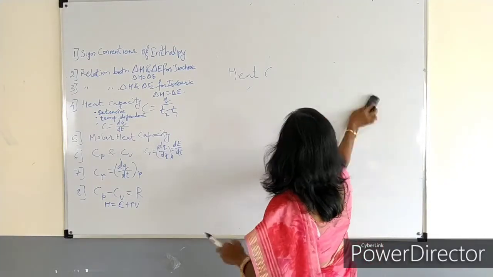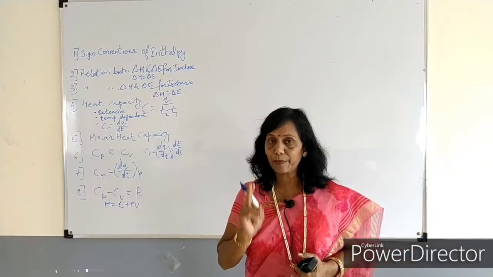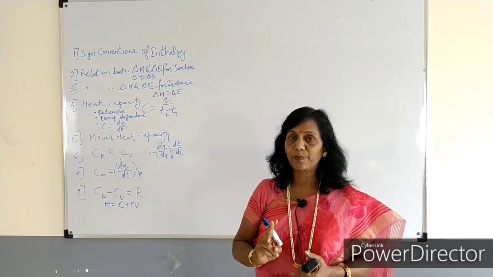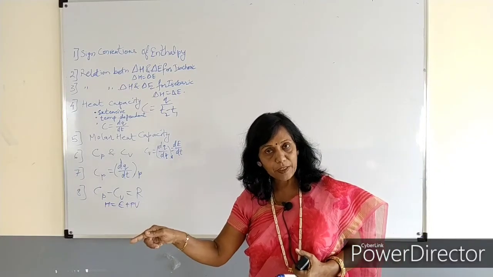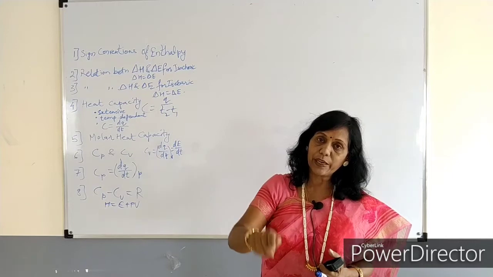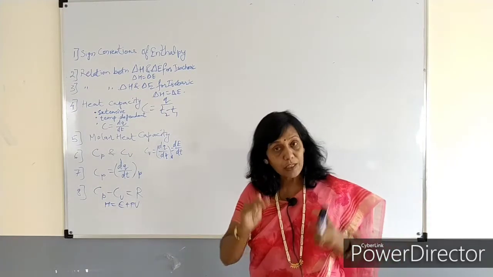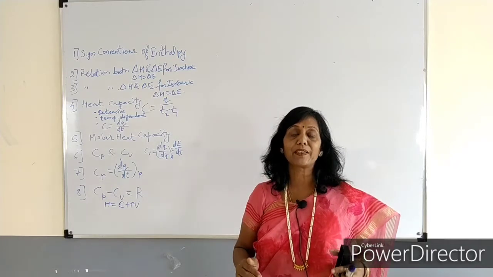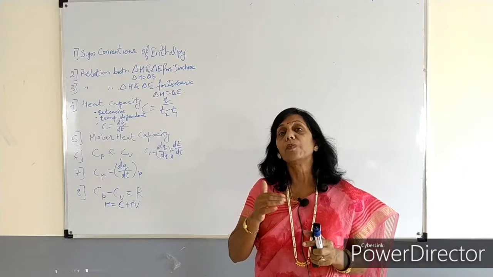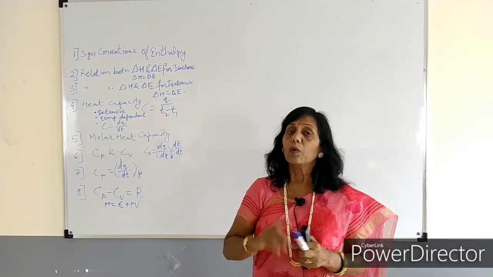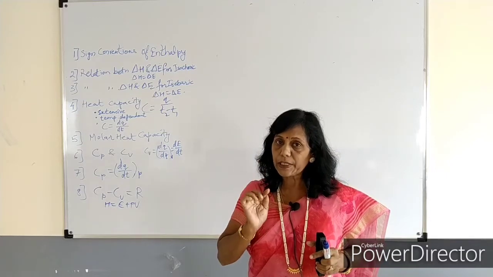Now, this heat capacity is generally represented in two ways, right? That is the molar heat capacity at constant volume and the molar heat capacity at constant pressure. Because in chemistry, in thermodynamics itself, heat capacity is generally expressed in the form of molar heat capacity, right? Now, first of all, we will discuss in brief the molar heat capacity.